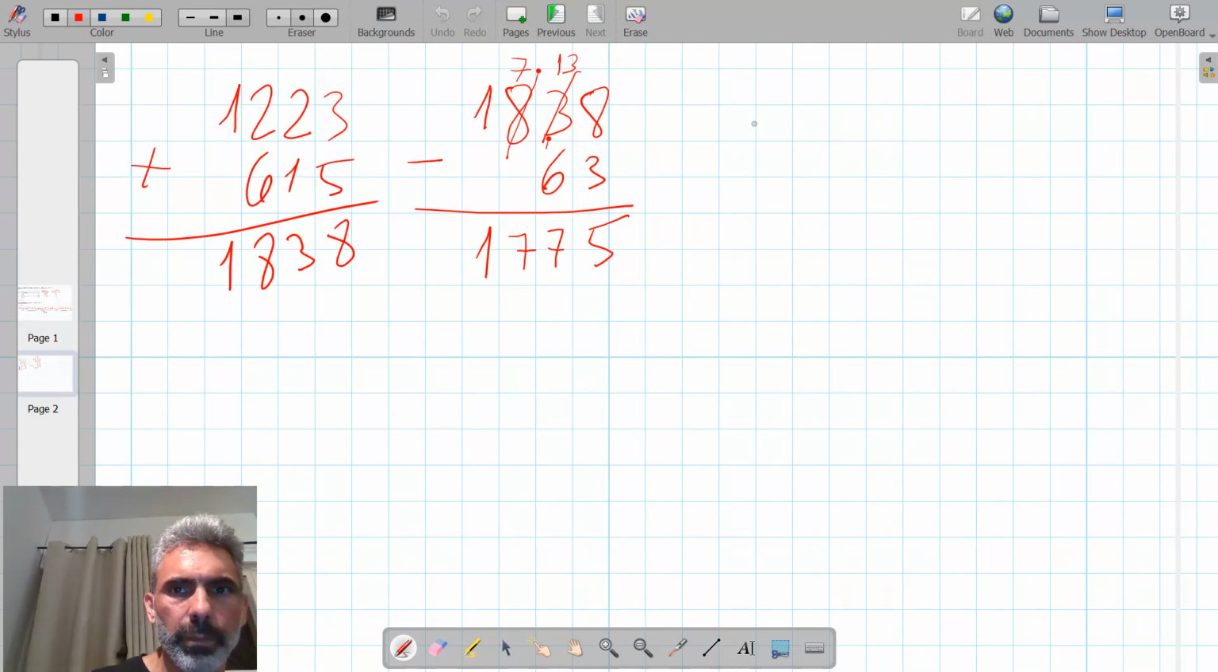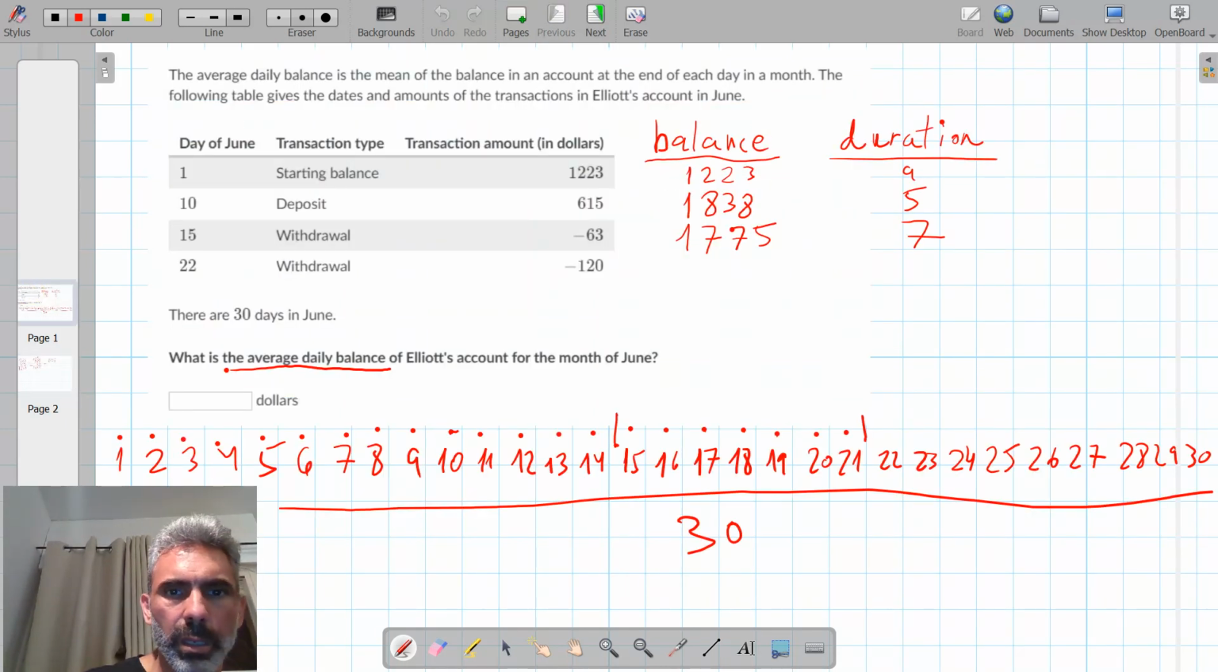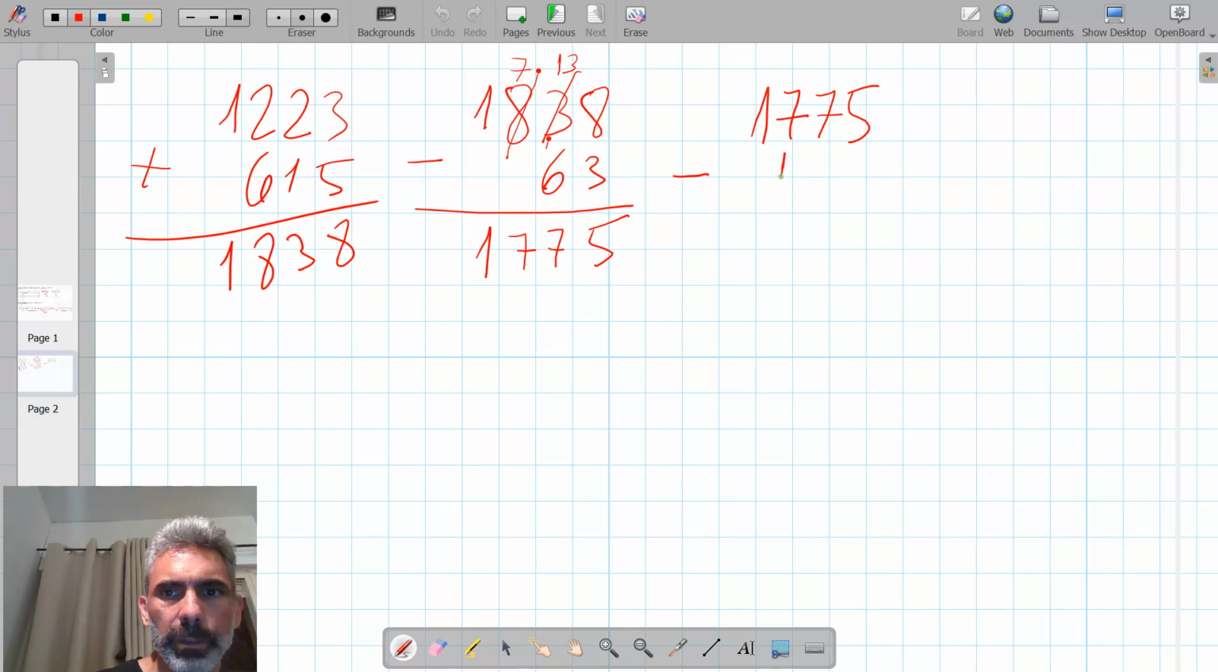1,775 minus 120. 5 minus 0 is 5, 7 minus 2 is 5, 7 minus 1 is 6, and 1 minus 0 is 1. So 1,655.